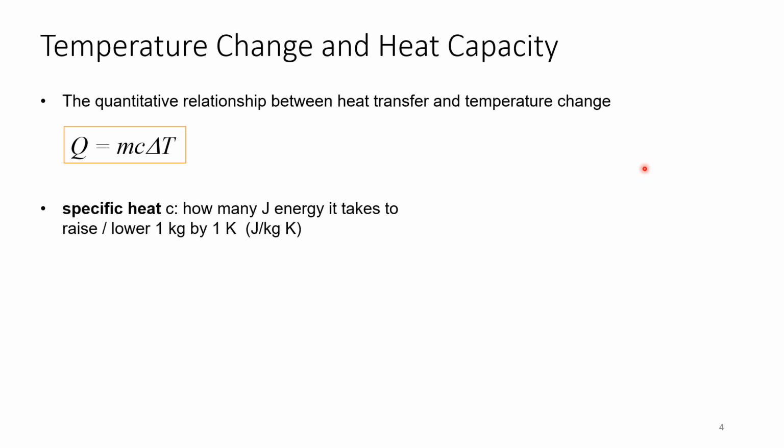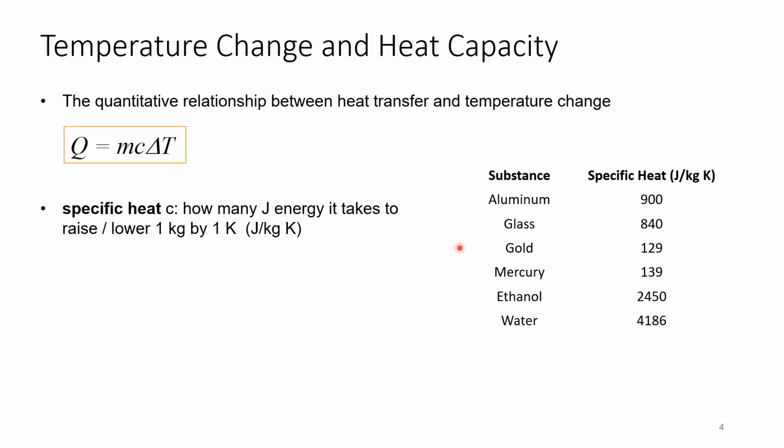The symbol c here stands for specific heat and depends on the substance and phase. The specific heat is the amount of heat or energy necessary to change the temperature of 1 kilogram of mass of the substance by 1 Kelvin. The specific heat c is a property of the substance, and its SI unit is joule per kilogram Kelvin. Here is a table of the specific heat of some substances.